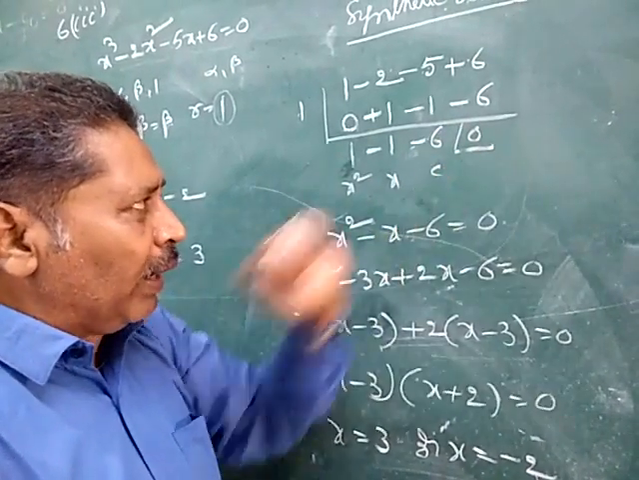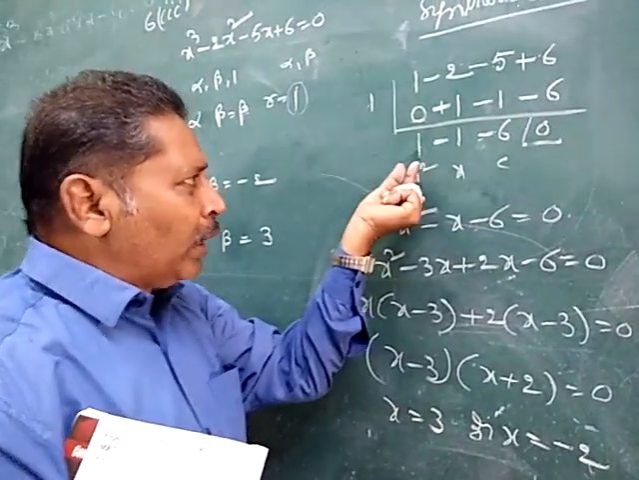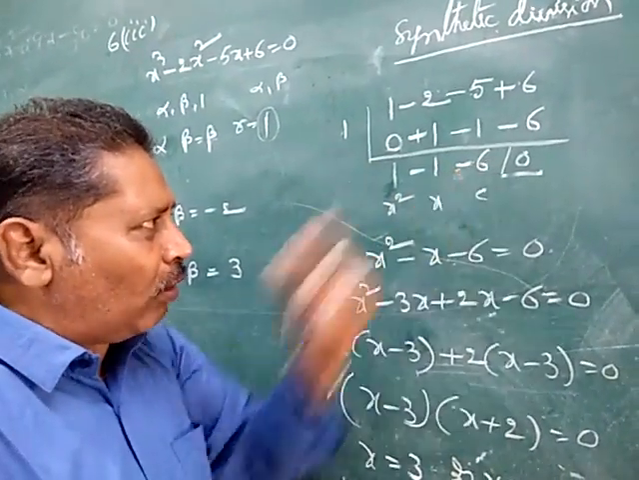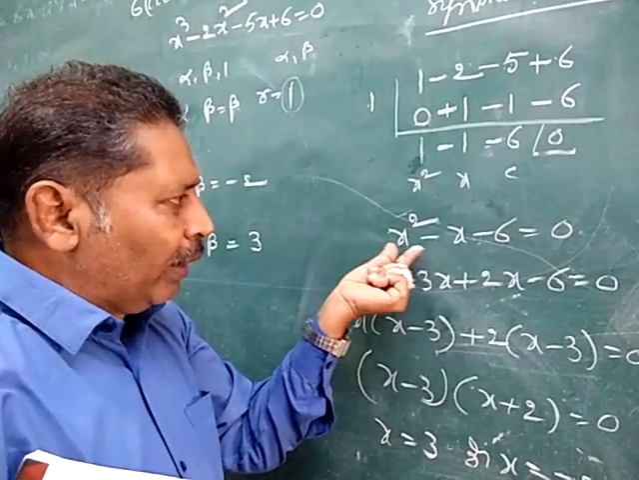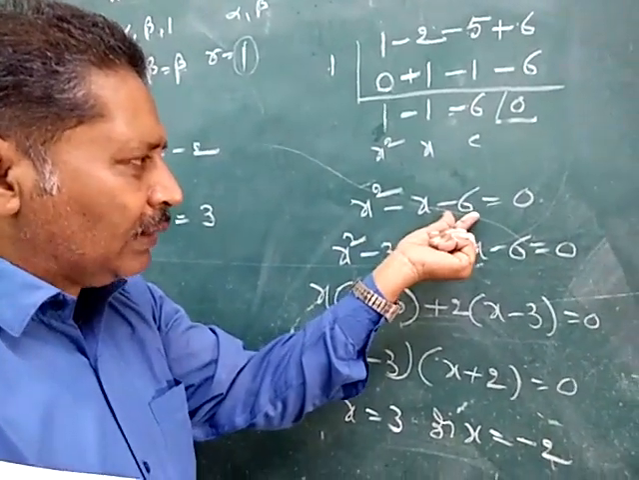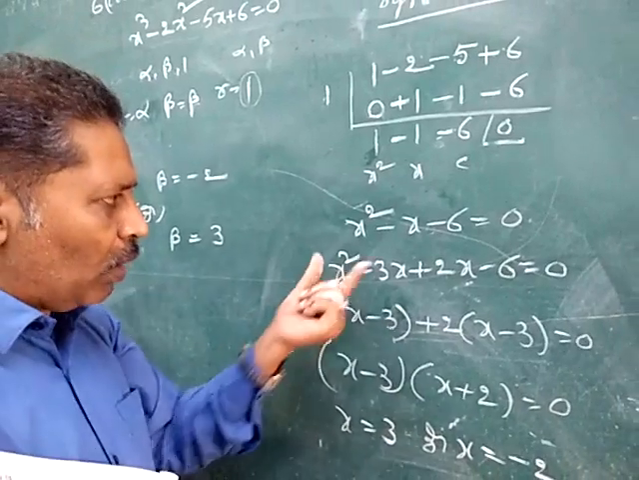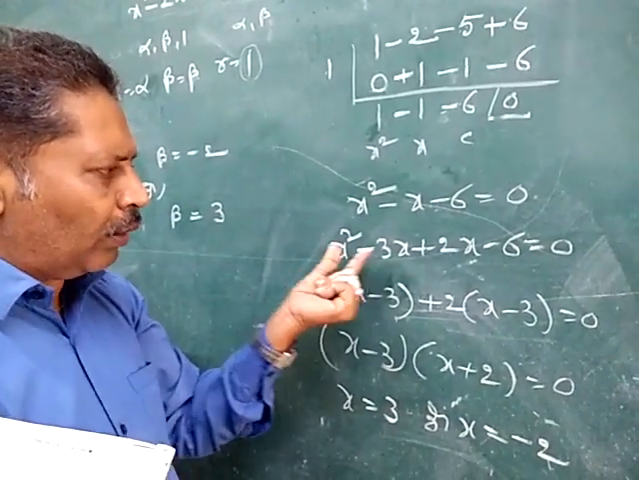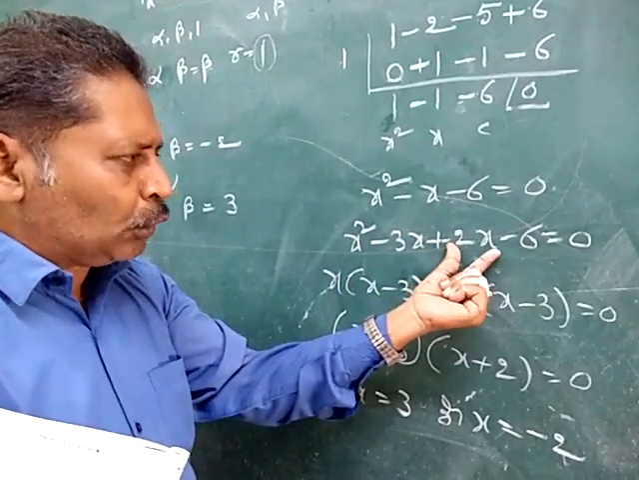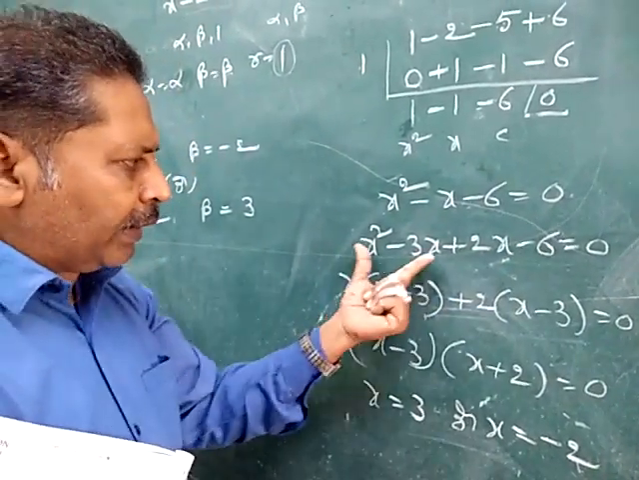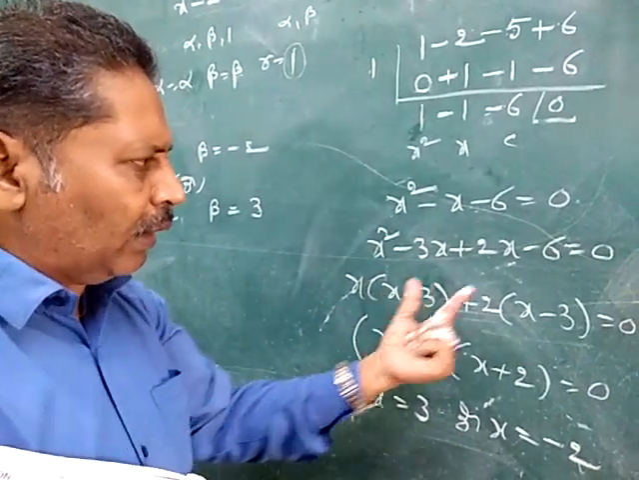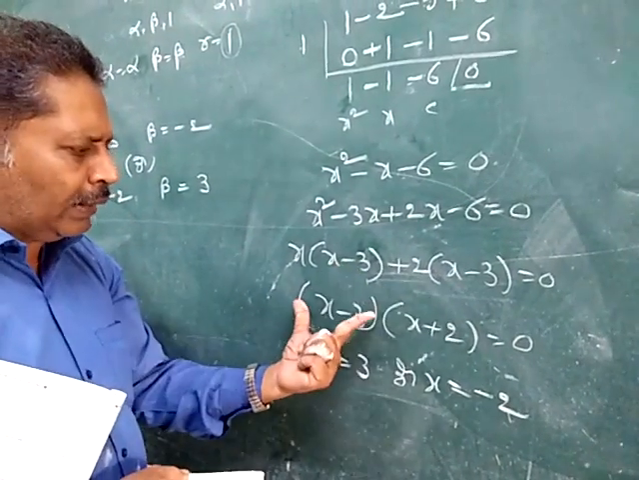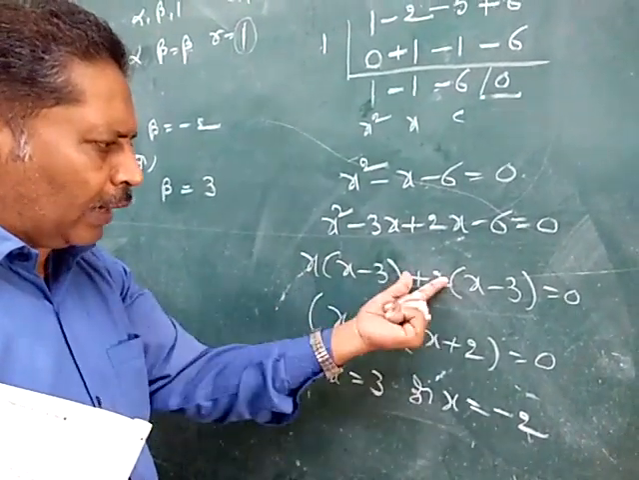This is the remainder. So the quotient is x square, x, and constant. So x square minus x minus 6 equal to 0. Split into factors: x square minus 3x plus 2x minus 6. Take x common, x minus 3. Take 2 common, x minus 3. Take x minus 3 common, we get x plus 2.